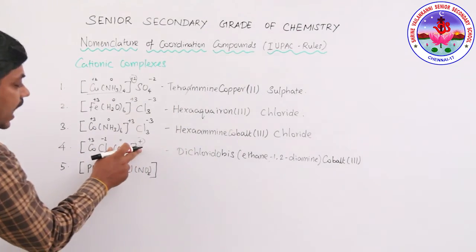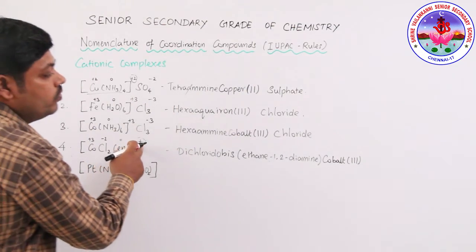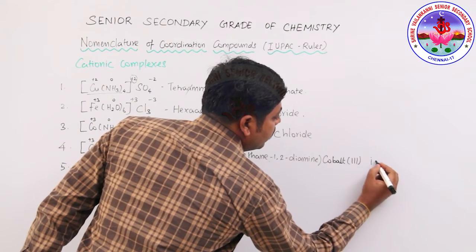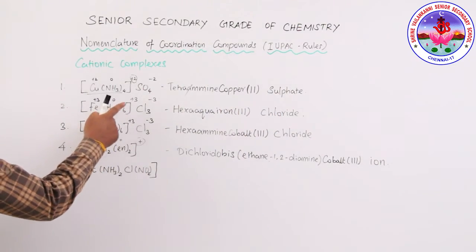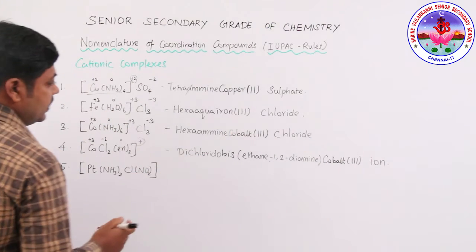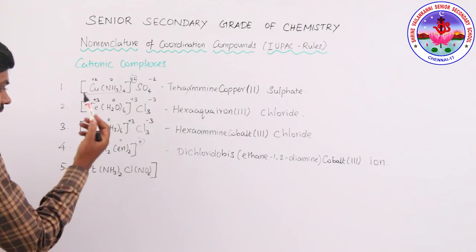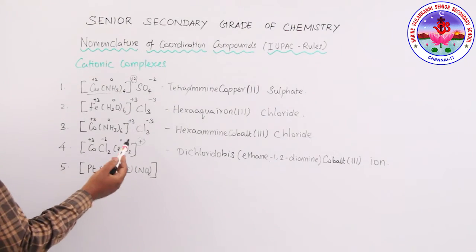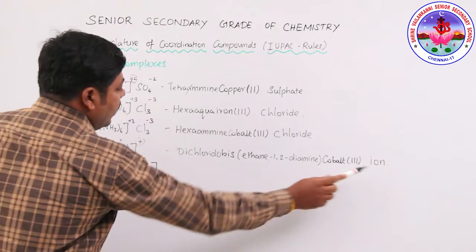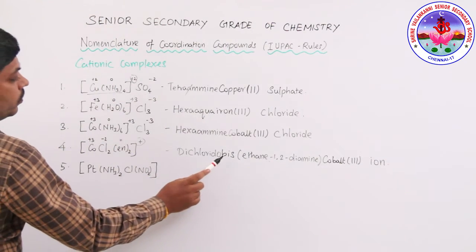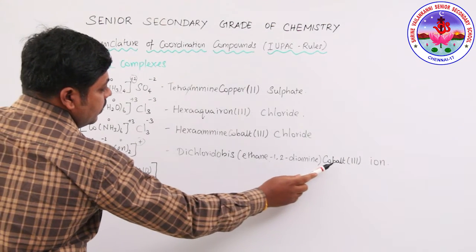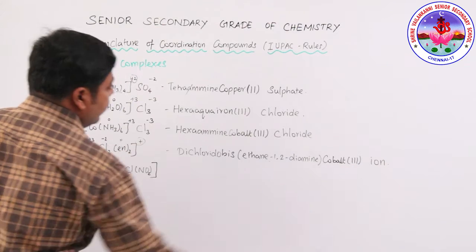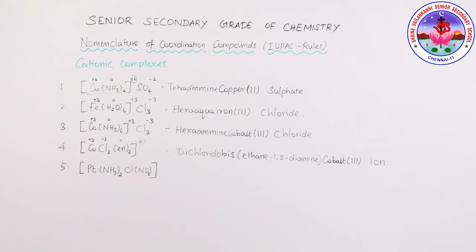Here the charge is given, so you have to end with ion. Where the charge is not given, you can simply finish it. Whatever the charge, plus or minus, end with ion. So, dichloridobis(ethane-1,2-diamine)cobalt(III) ion. Then, look at this compound.